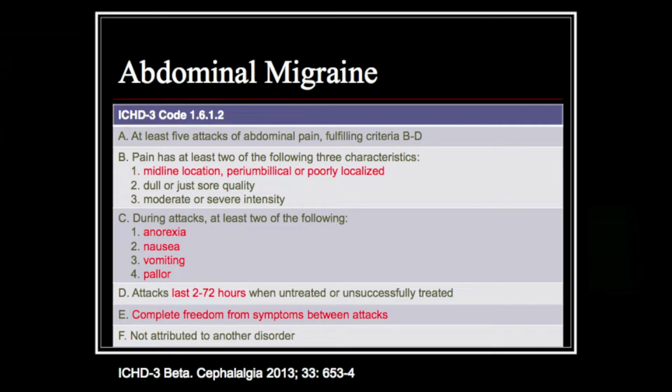Usually young kids will have these paroxysms of abdominal pain, usually in a midline location, periumbilical or poorly localized. They'll have a variety of different symptoms which may be attributed to migraine, including anorexia, nausea, vomiting, and pallor. And they have to have at least 2 of those symptoms. These attacks last for 2 to 24 hours, and they have to have complete freedom of symptoms in between attacks and no other cause found for these. And I think abdominal migraine may actually be more common than we've previously recognized.